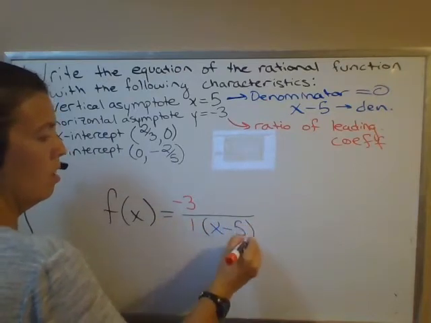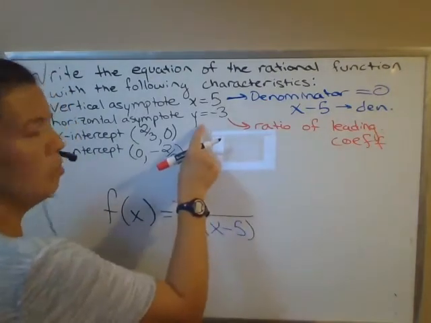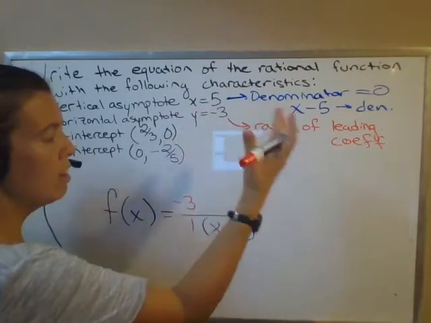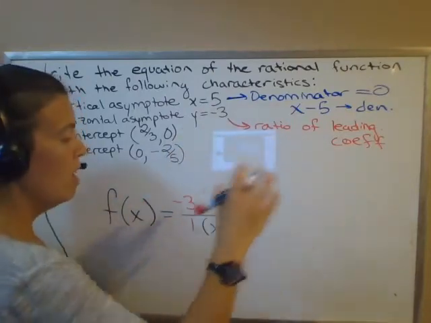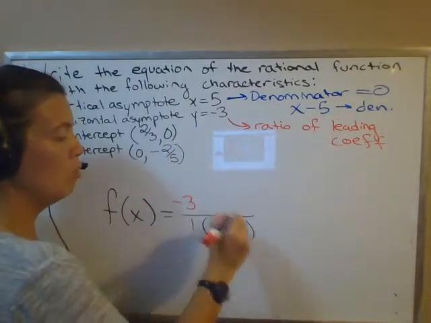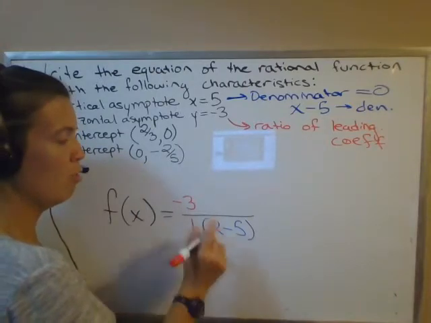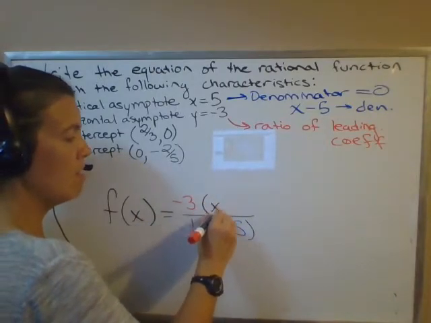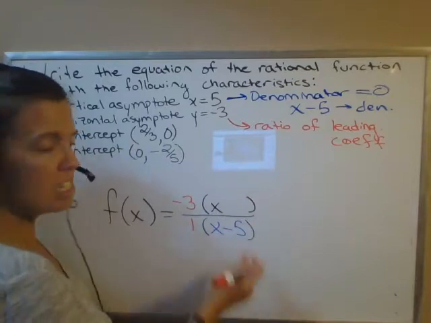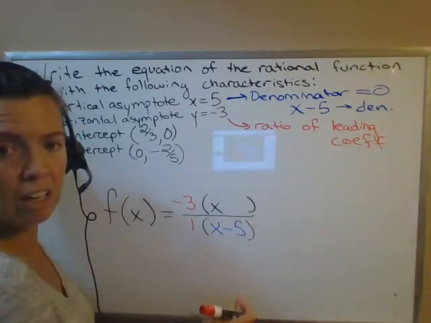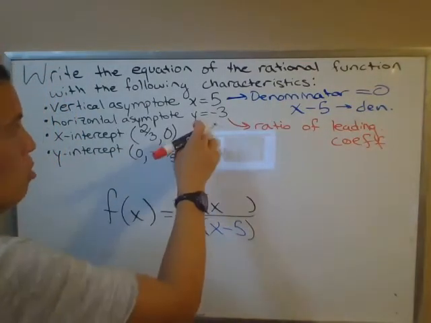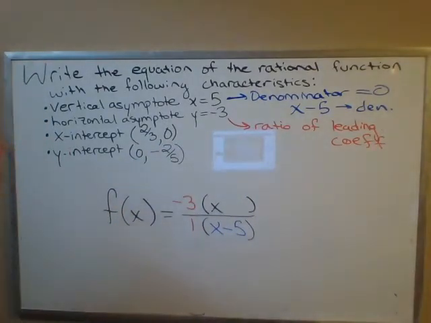Now, the other thing I said is you get a horizontal asymptote like this, y equals -3, or y equals any non-zero number, when you have the same degree top and bottom. So I already have x to the first on the bottom. I must have an x to the first on the top. This thing needs to stay balanced in terms of highest power of x if we're going to get a horizontal asymptote at y equals -3.